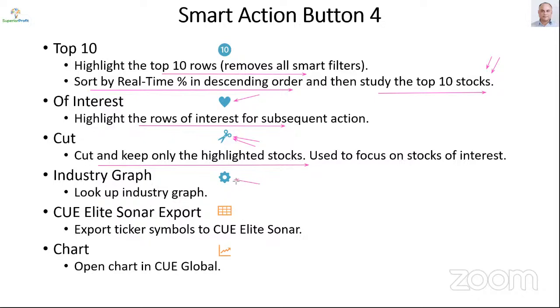One gear is for industry graph. Two gears I showed earlier is for industry scorecard or performance, and one gear is used to look up the industry graph.